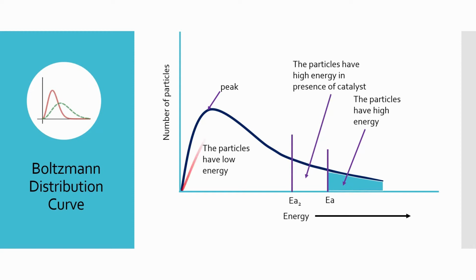Red line is here, higher temperature, greater kinetic energy, more collisions, rate will be higher because the active area in the right part increases.